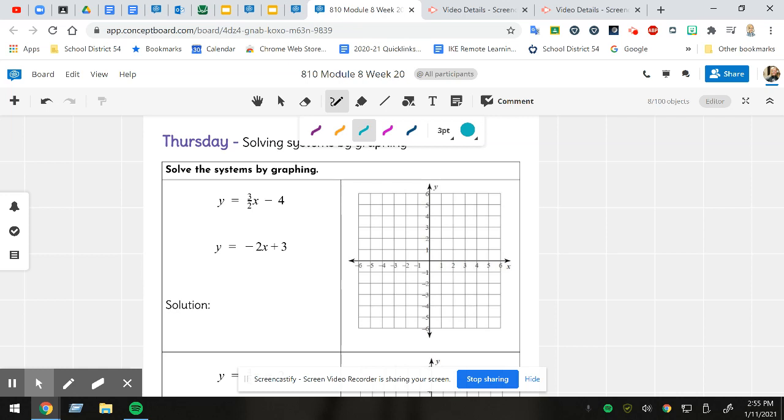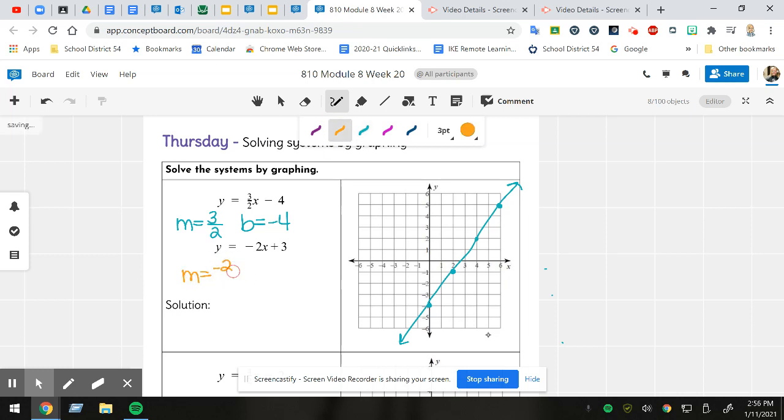So this first equation, I always like to identify my m and my b. My m is 3/2. My b is -4. So I start at the -4, put my point. My slope is 3/2. So from that point, I rise 3, run 2. I'm going to do it again. Rise 3, run 2. I'm going to do it one more time. Rise 3, run 2. I'm going to connect. Make my line.